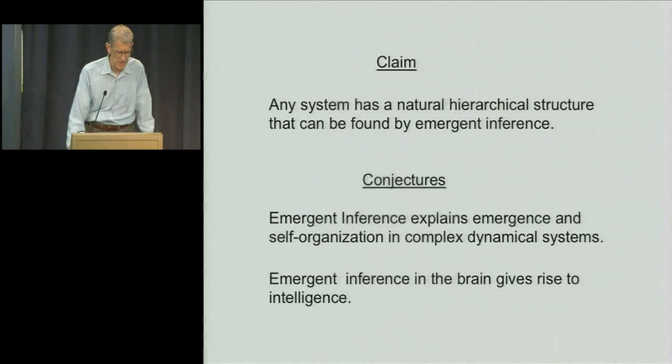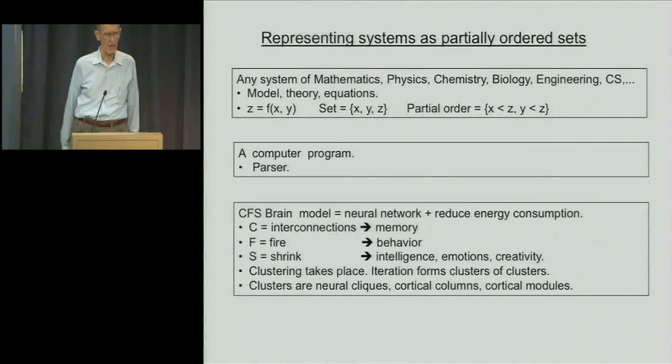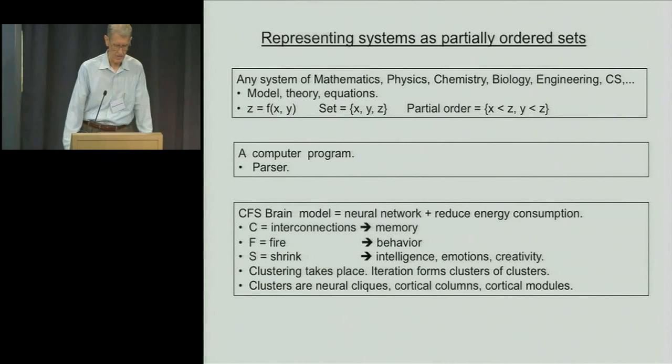Here are my claims. I claim that any system has a natural hierarchical structure that can be found by emergent inference. And my two conjectures I already mentioned are that emergent inference explains emergence and self-organization in complex dynamical systems, and that emergent inference in the brain gives rise to intelligence. Now to the more practical things.